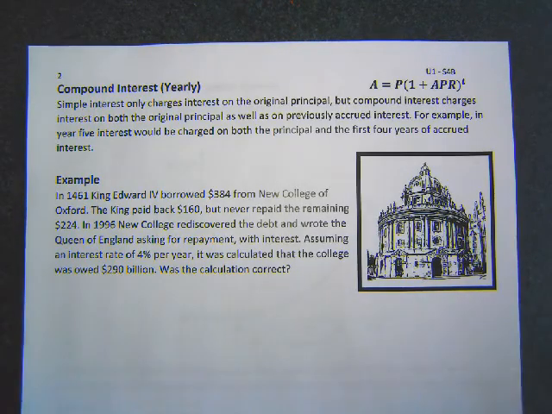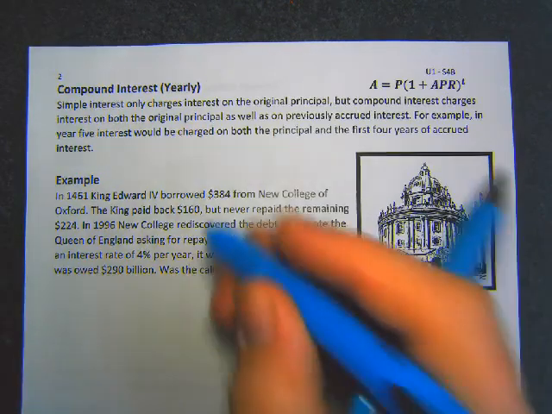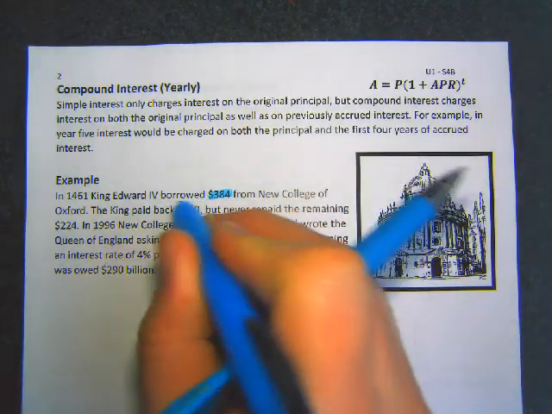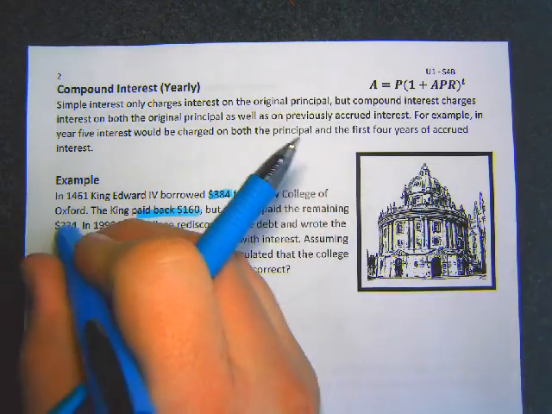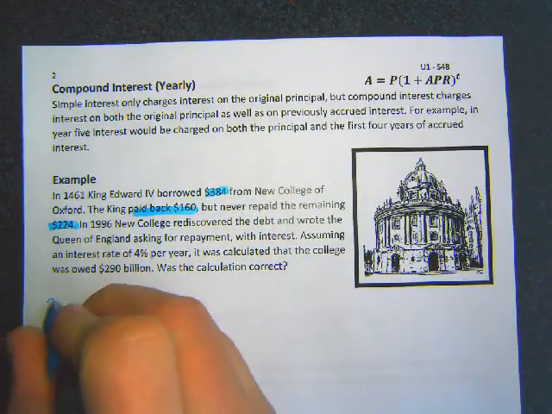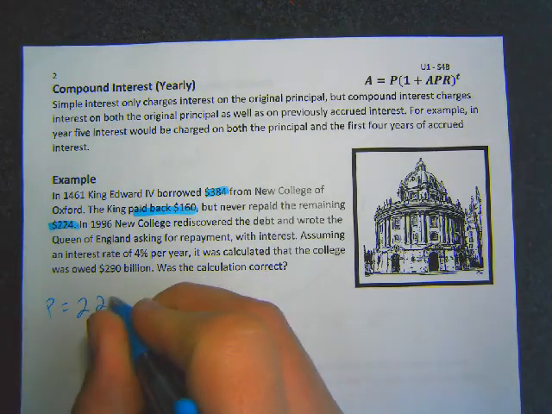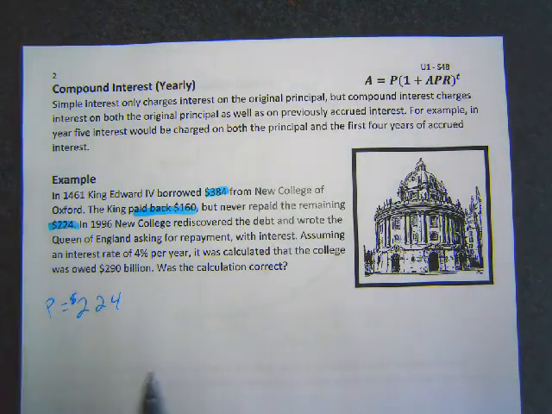Was the calculation correct? Now, if we were just doing simple interest, first off, note that the principal in this case, well, it started at 384, but they paid back 160. So they actually never paid the 224. So the principal is actually the 224. One of those fun times in a math problem where they give you 3 different numbers, you got to pick out which one actually matters.